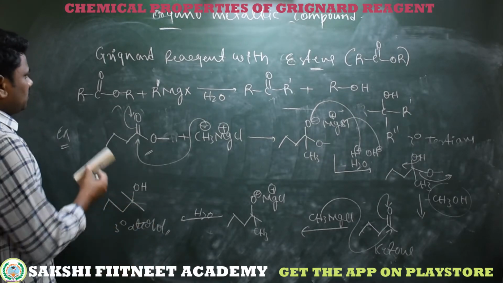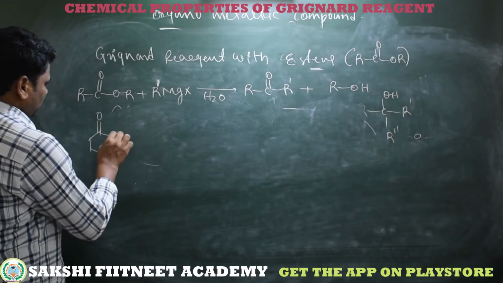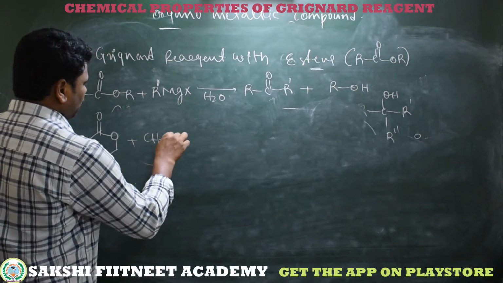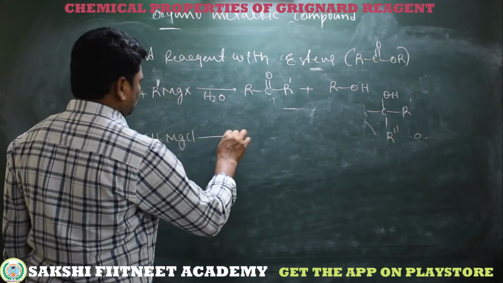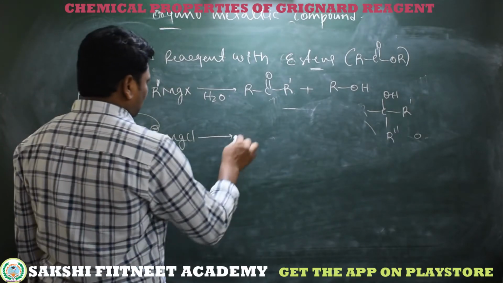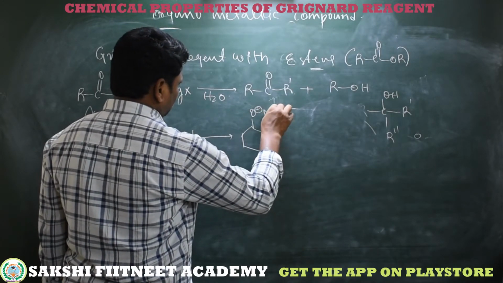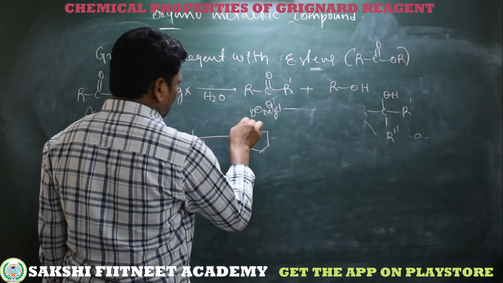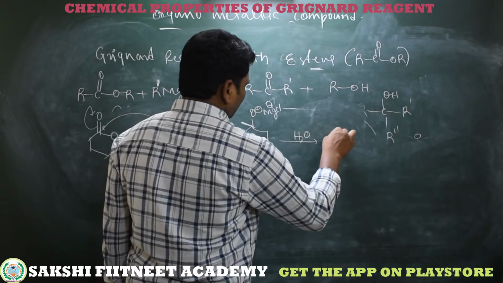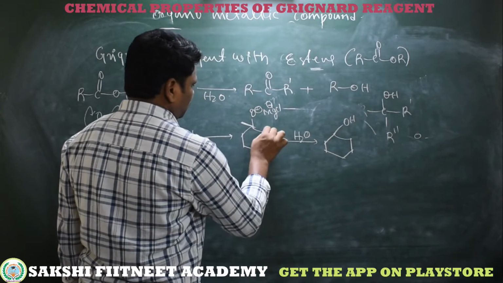Shall I take another example? Here I am taking a cyclic ester. So this is a cyclic ester with a methyl Grignard reagent. The same CH3 minus bonds to the carbon, the pi electrons shift to the oxygen. Then here we got O minus MgCl plus, and the newly bonded CH3 is there. So this is on hydrolysis. We got, here we have oxygen.